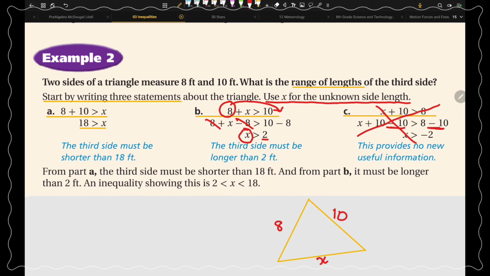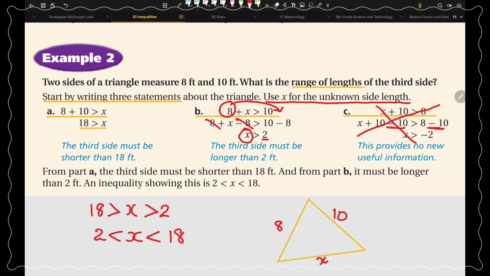So A tells us that x has to be less than 18, and B tells us that x also has to be bigger than 2. We can say that differently, you know. We can write it differently anyway. We can write that x is greater than 2, or 2 is less than x, sorry. 2 is less than x because x is greater than 2. But x at the same time has to be smaller than 18.